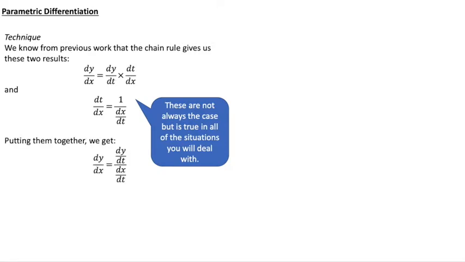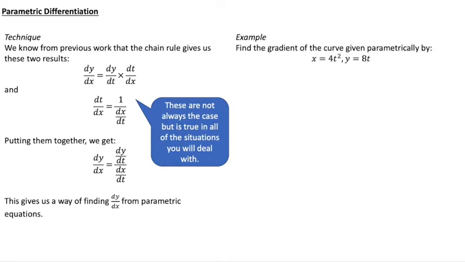Okay, if we put those two together, so the times dt by dx at the end of the top line we replace by 1 over dx by dt, then we end up with dy by dx is equal to dy by dt divided by dx by dt. And this gives us a way of finding dy by dx from parametric equations. So we'll have a look at an example, and this is the curve that we had in the previous video.